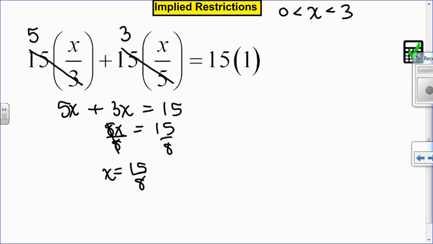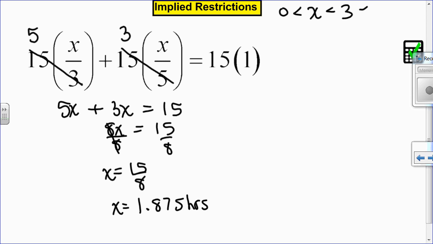So if you and I were in conversation and you said, you know, hey, it's going to take Barb and Giorgio 15 out of 8 hours to clean the kitchen together, I don't think you would say it that way. You would actually tell me in a decimal. So it's going to take 1.875 hours, so less than 2, which meets my restriction.